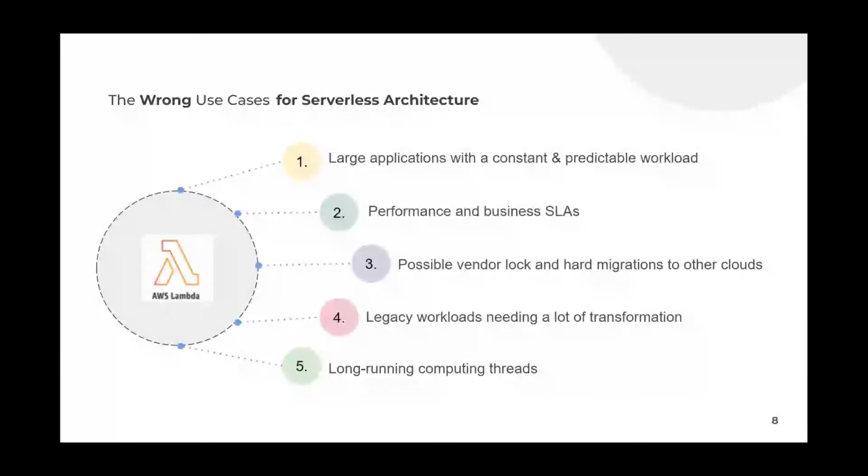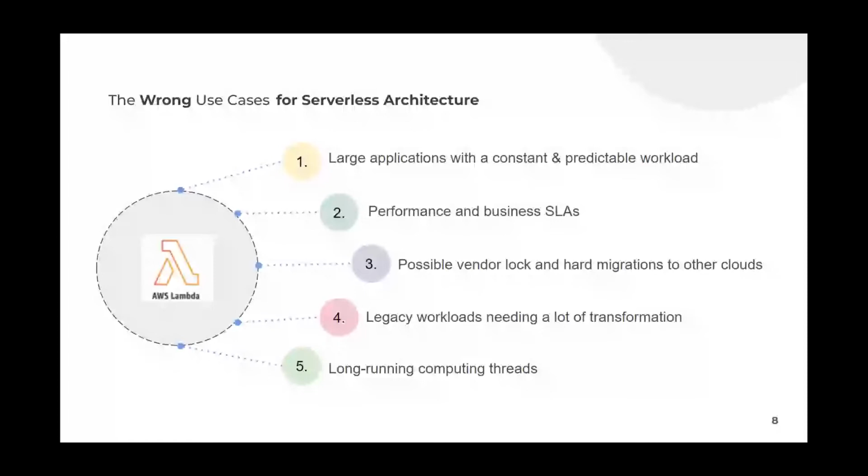As number one, and the most important, large applications with a constant and predictable workload. There are cases when it makes more sense, both from a customer perspective and from a system architecture perspective, to use dedicated servers that are either self-managed or offered as a service. For instance, large applications with a fairly constant predictable workload may require a traditional setup, as in such cases the traditional setup is probably less expensive. We are here talking about reserved instances, for instance, in the AWS world.